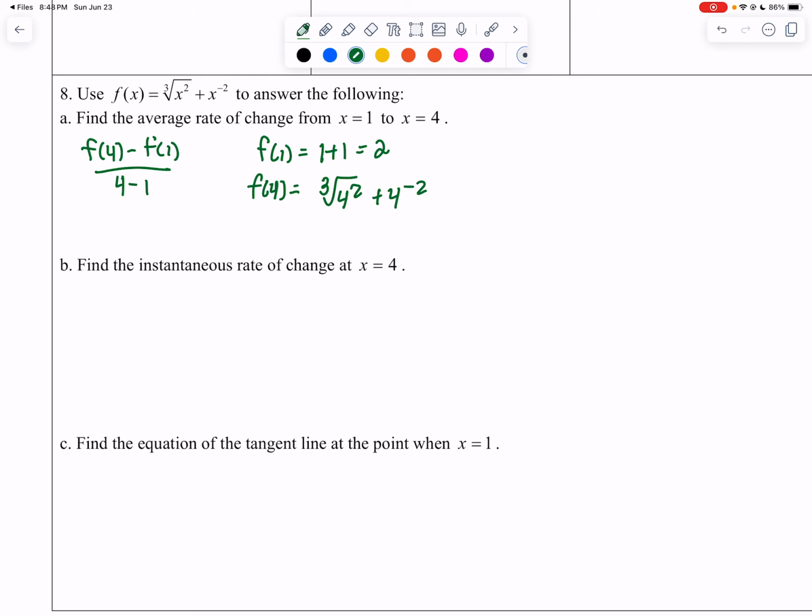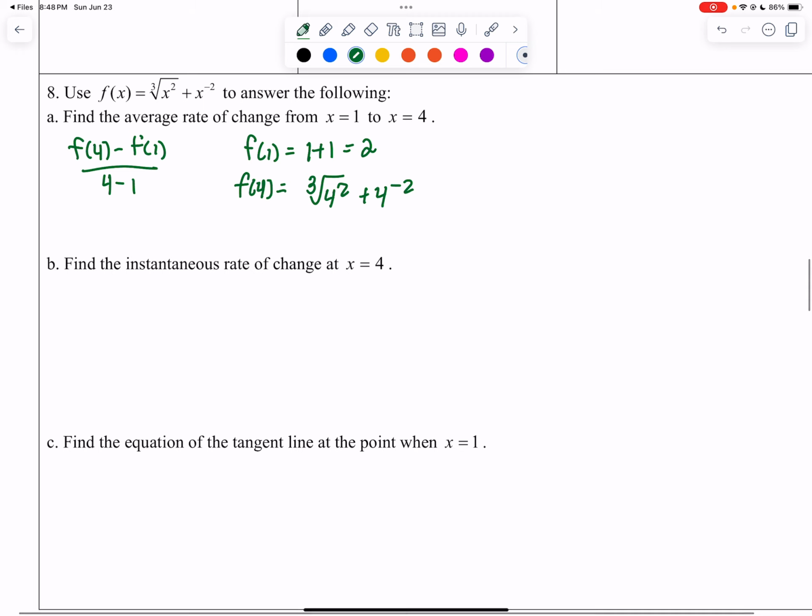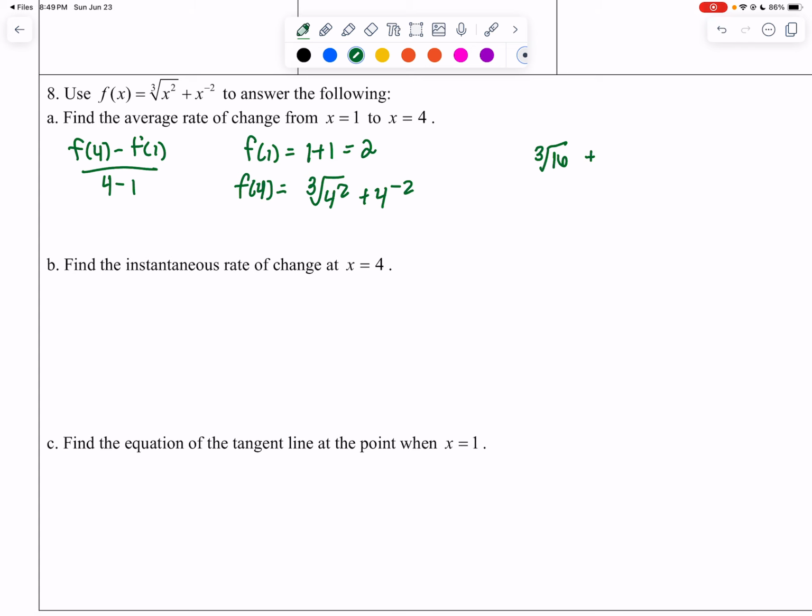Now remember, on the AP exam, I don't need to simplify anything. So here, if I wanted to put this in the unsimplified version, I can do that. I am going to simplify the 4 squared and the 4 to the negative 2, though. So that's f of 4 minus f of 1 all over 4 minus 1. And that right there is your average rate of change from 1 to 4. Keep it like that. Even though it's nasty, just keep it like that. You'll be okay, and the graders will be okay.